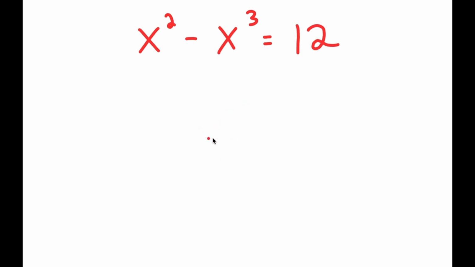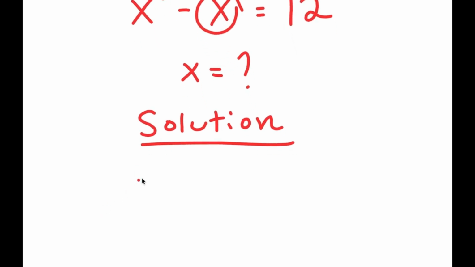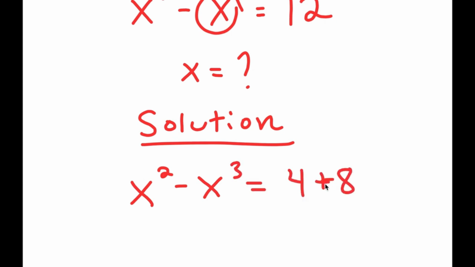Alright, so in this video, I'm going to be solving the equation x squared minus x to the power of 3 is equal to 12. So to start, our only variable is x in this equation. So I want to find the value of x. And for my solution, I'm going to first start by rewriting 12 as 4 plus 8. So I get x squared minus x to the power of 3 is equal to 4 plus 8.